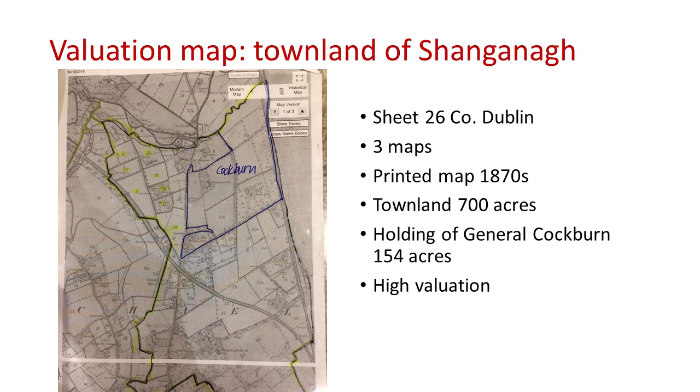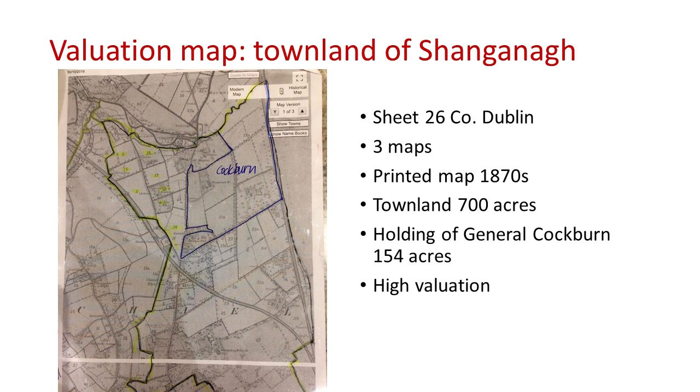This is better. This is printed down from the website, the Ask About Ireland website, where some of these maps are available now. They're extremely difficult to read. On some of the pay websites, they vary. Sometimes you can read them and sometimes you can't. But this one shows the townland of Shanganagh, and in blue I highlighted the holding of General Coburn, whom I'm going to refer to a few times. And you can see there are three maps online for the townland of Shanganagh. It's actually sheet 26 of County Dublin.